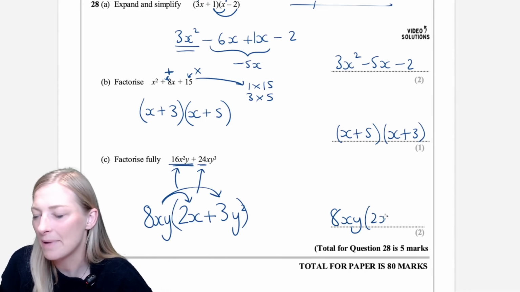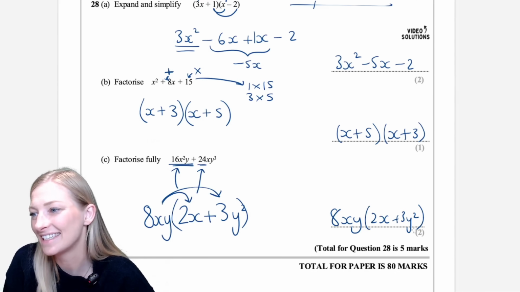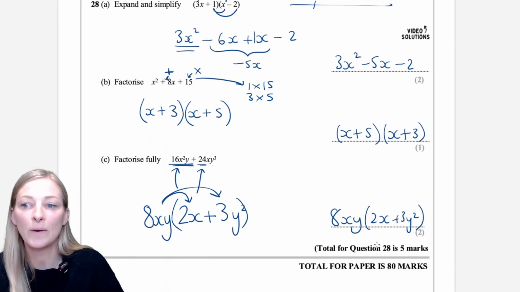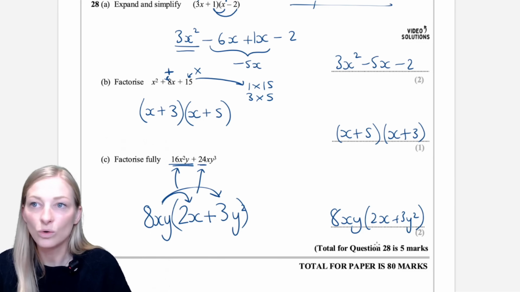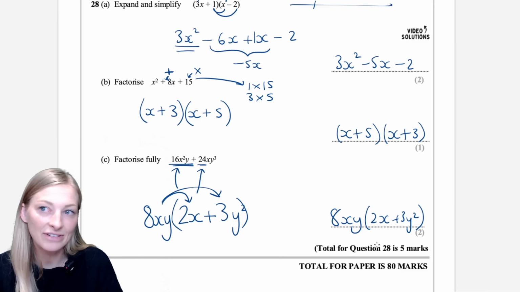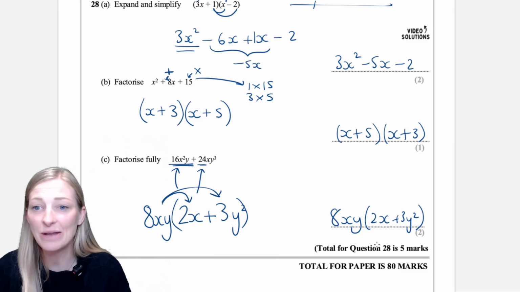Quite a tricky back page, so hopefully that made sense and you were able to follow along. And that is it. 80 marks, all topics that are commonly seen, but we haven't seen them yet on the paper one.